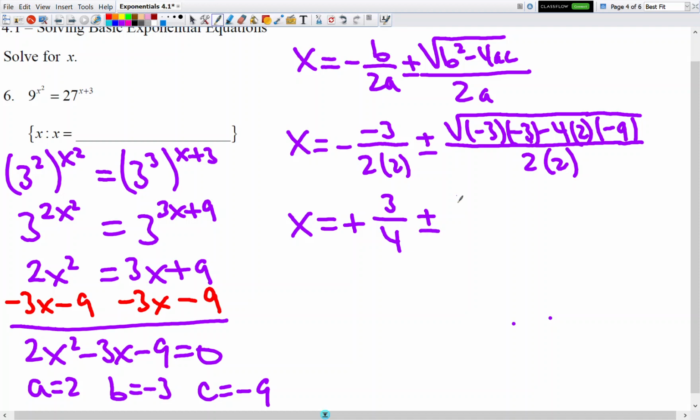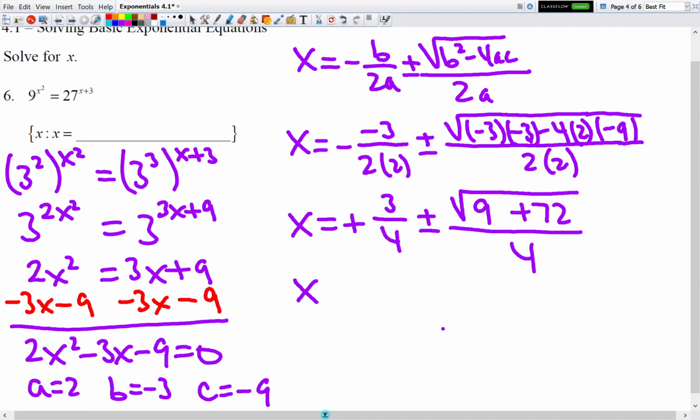Second fraction, a little bit more to work out. So -3 squared is 9. And then -4 times 2 is -8, and -8 times -9 is +72, all over 4. This time I made the lines too long, and last time I made them too short, so good thing I have an eraser. Alright, so let's start working on this second fraction.